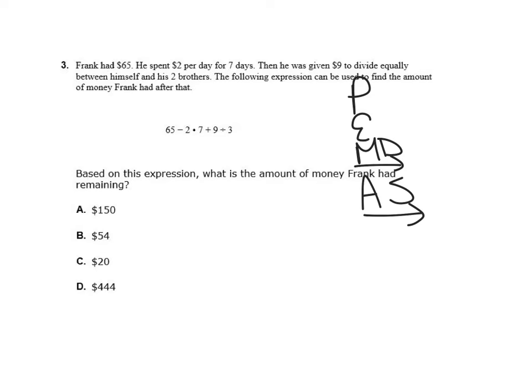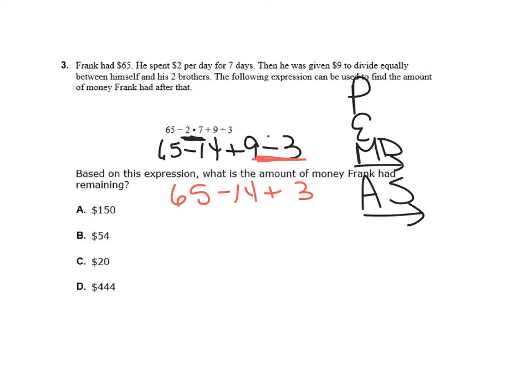So here we have a multiplication. There's no parentheses, we're skipping that. There's no exponents, we're skipping that. So we're going to do multiplication first. So this is going to be 65 minus 14 plus 9 divided by 3. Now we're going to do the second part. The second part was division because we needed to divide that division problem. So it's going to be 65 minus 14 plus 3.